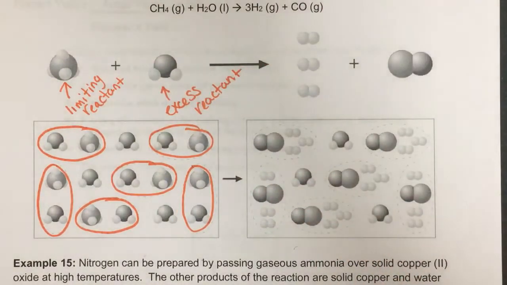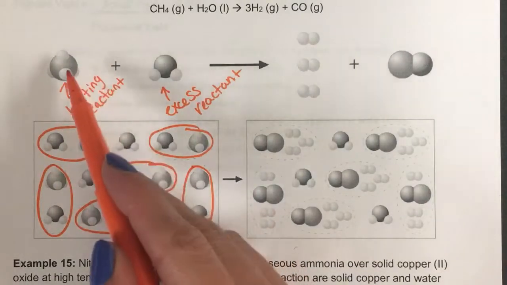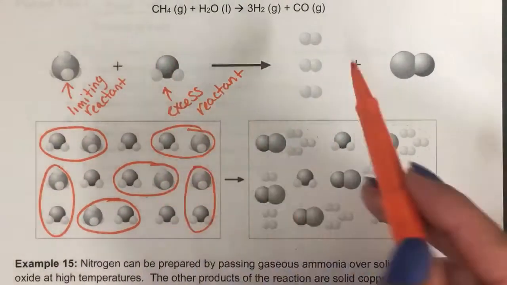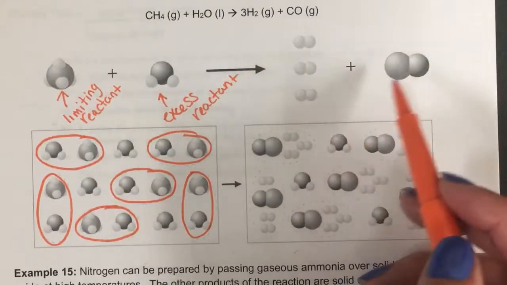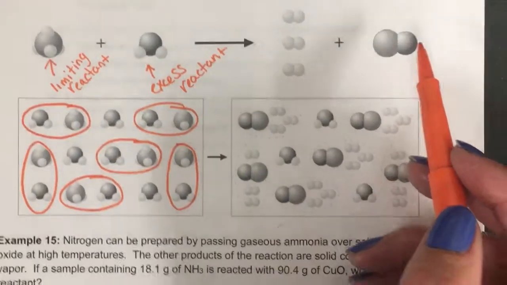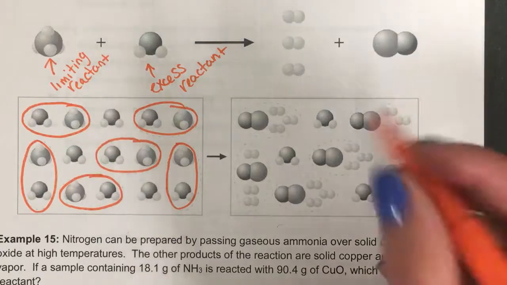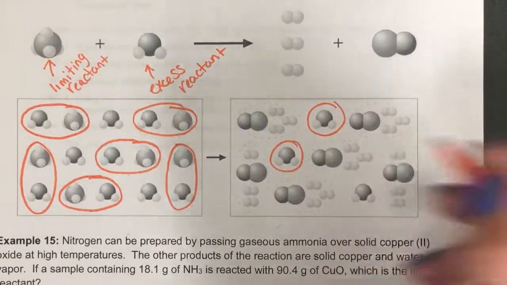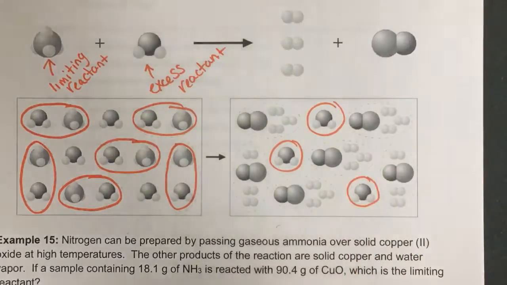Now in my container at the end, if I had had exactly the same amounts of this as this, I would just have hydrogen and carbon monoxide, but that's not going to be the case. I still have some of my extra water molecules left behind because they did not change. I'm out of methane, okay?